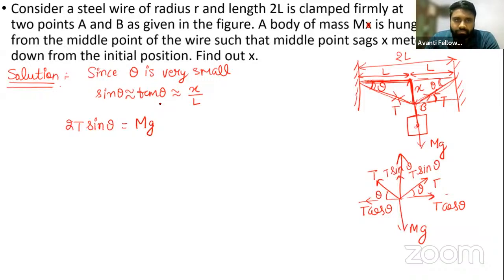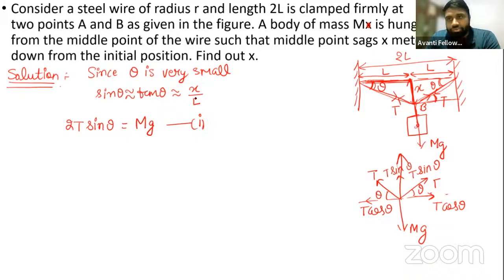So we can say that 2T sin theta is equal to m into g. Now we have to find this x and L. So this is equation number one.